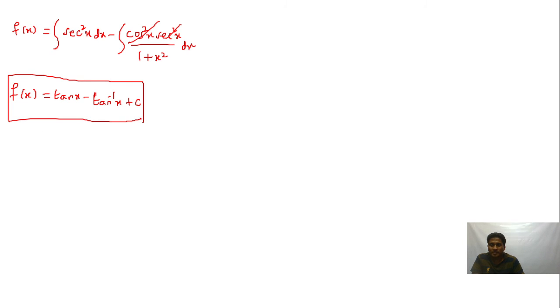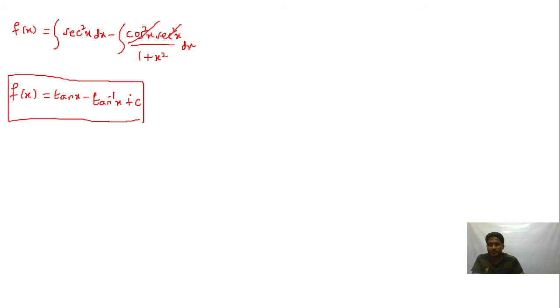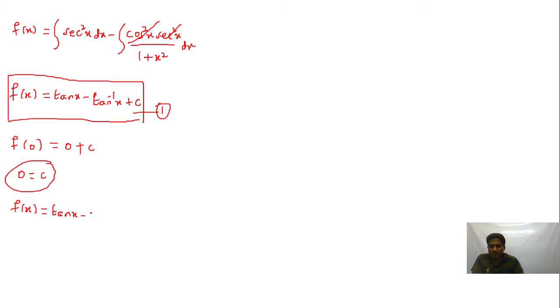Okay, let us use the given conditions. It is given in the question that f of 0 is equal to 0. So if I substitute here, f of 0 is equal to tan 0, which is 0, minus tan inverse of 0, which is 0. So you get 0 is equal to c, because f of 0 is 0, that is already given. Now if I substitute in equation 1, you get fx is equal to tan x minus tan inverse of x. So this is f of x.